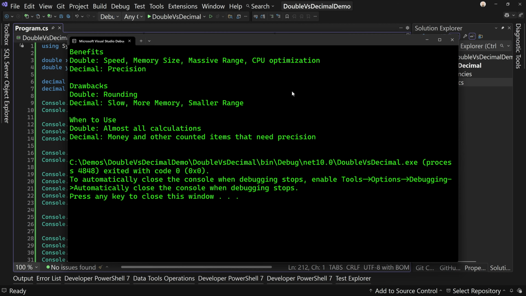Okay. And then decimal, you'd want to use that for money and other counted items that need precision. If you're counting things specifically, money is a great example because we have dollars and cents. If you're in the US, 100 cents equals $1. And so you say, I have $23.15. You don't want that to be $23.15.00001. You want it to be 15 cents. So that's where those counted things need that precision. Okay. So that's double versus decimal.